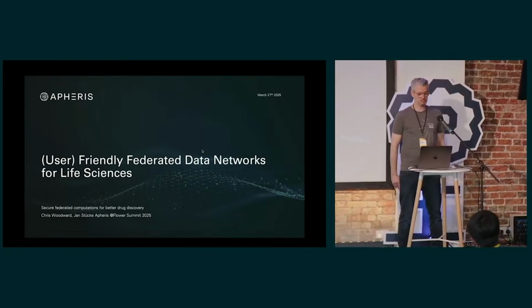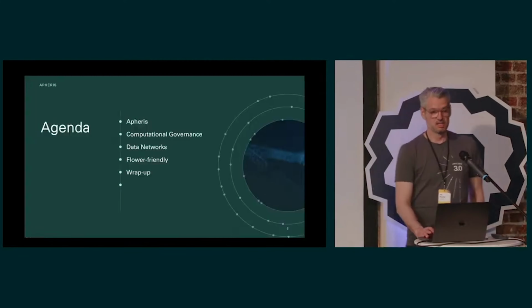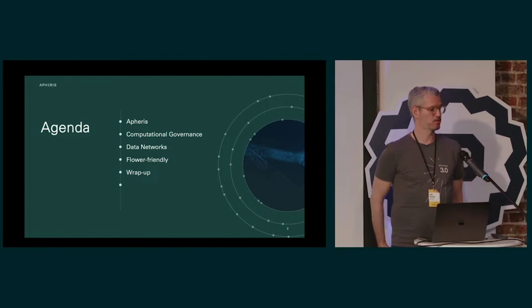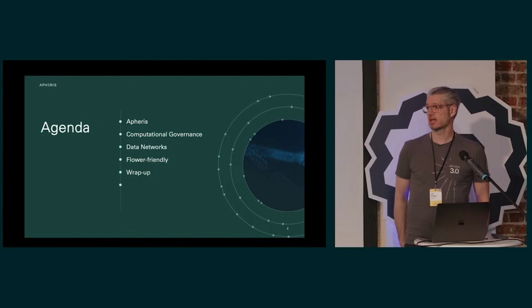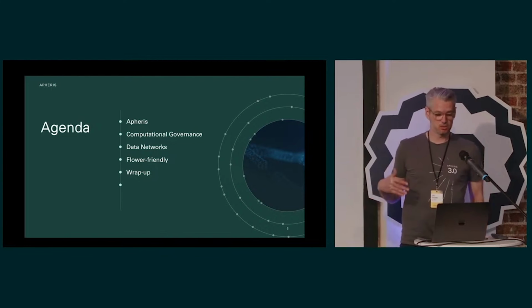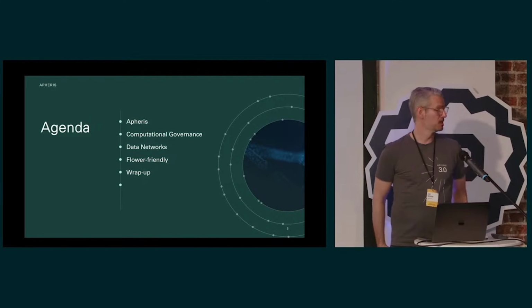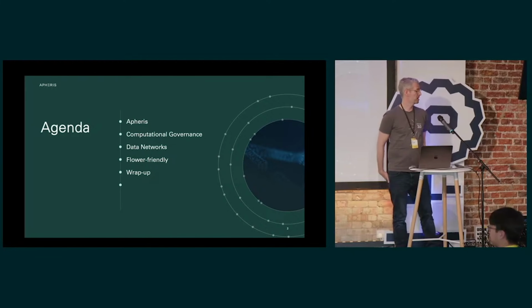And we would like to talk a little bit about user-friendly federated data networks for life sciences. So I will give you a quick introduction to Apheris, and also introduce you to one of the key concepts that we follow at Apheris to make these data networks and data collaborations happen. Show you 3 examples that we currently have for data networks and how we power them. And Chris will then explain a little bit more about the architecture and how we make this whole thing Flower-friendly.